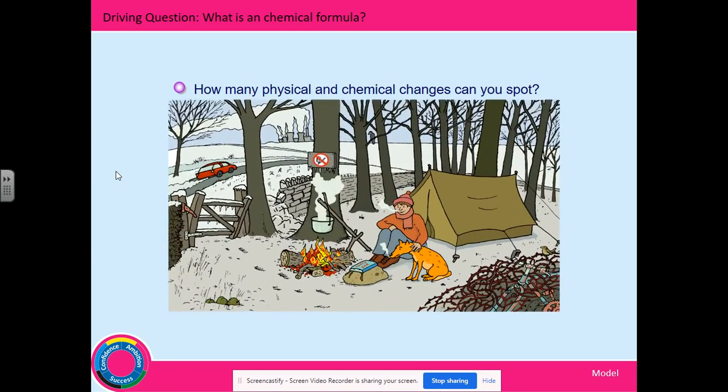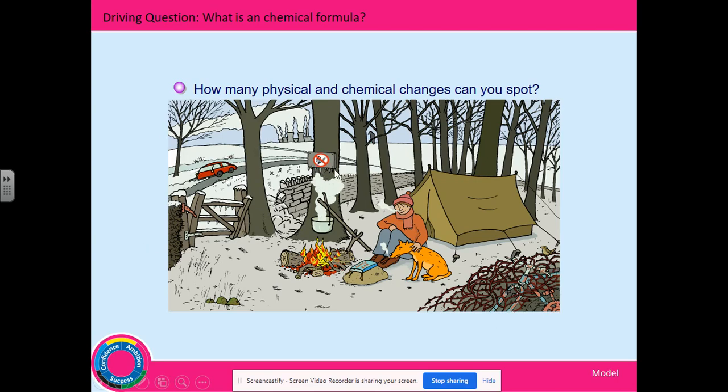Now, on to the real thing. How many physical and chemical changes can you spot? I can spot a few. I can see one, the smoke coming from the chemical factory. Two, the smoke coming from the car, and these two are chemical changes.